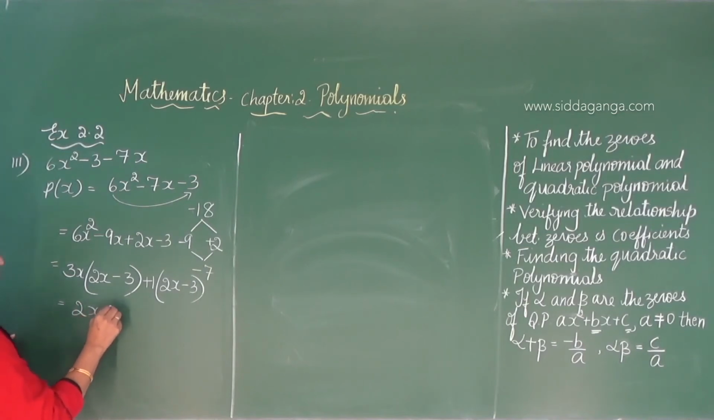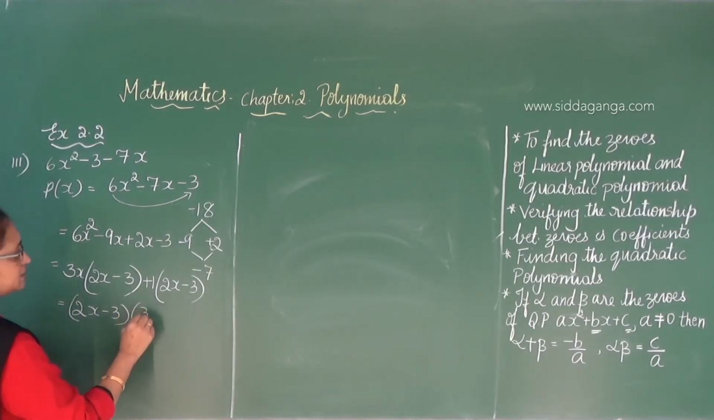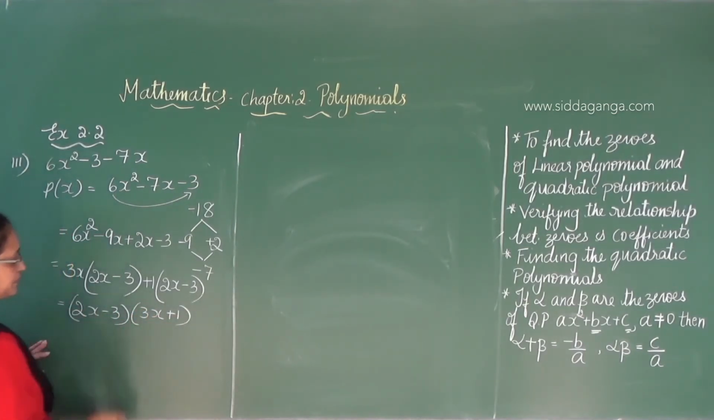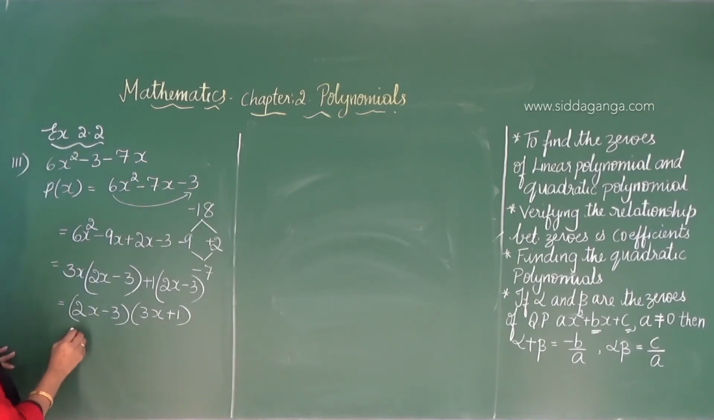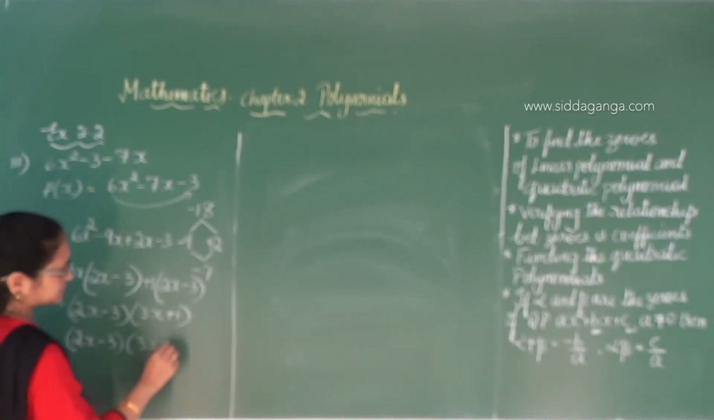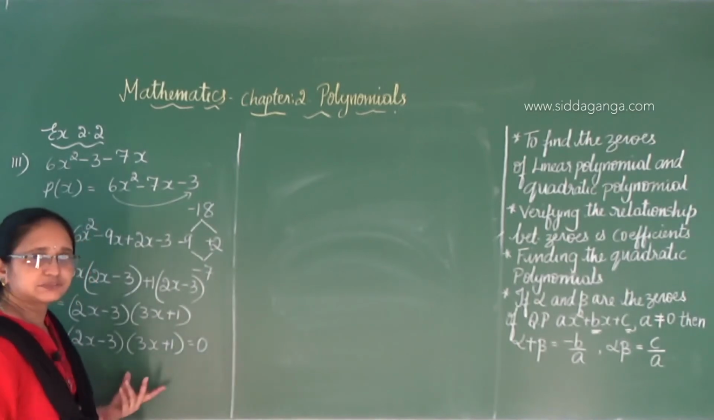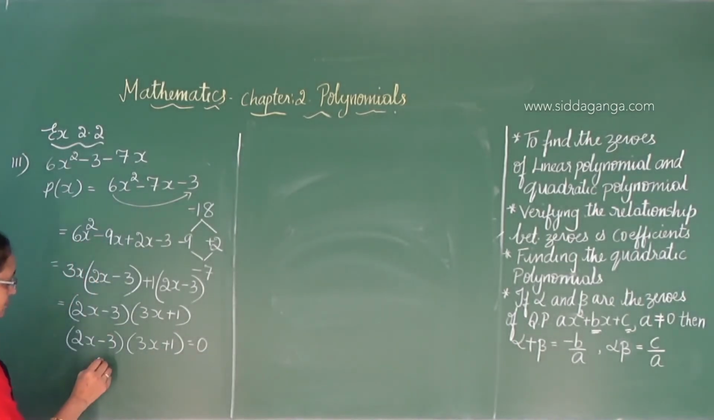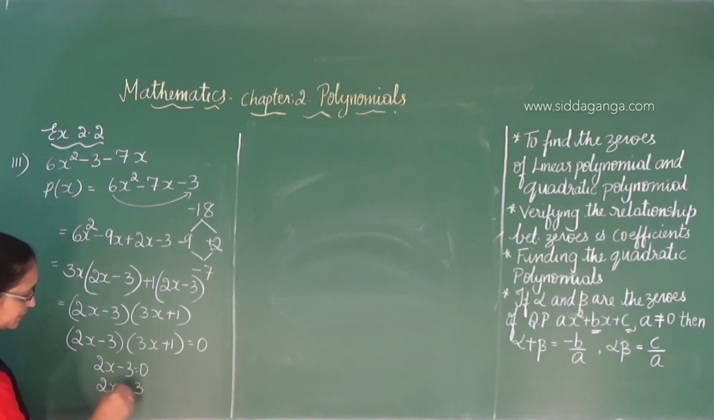Now to get 0, this is again common, and 3x plus 1. To get 0, what you have to do is equate this to 0. That is 2x minus 3 and 3x plus 1 will be equal to 0. Now 2x minus 3 is equal to 0. So 2x is equal to 3 and x is equal to 3 by 2.